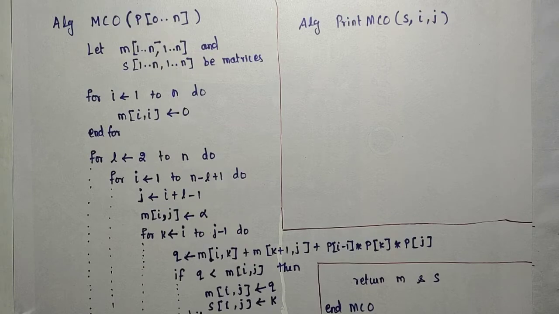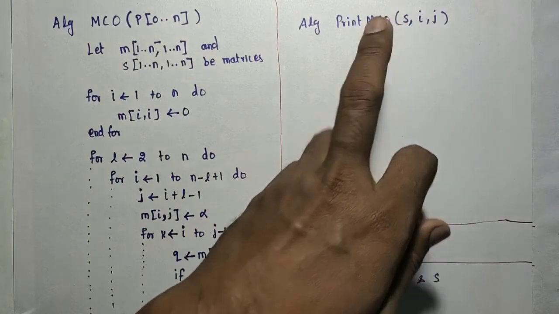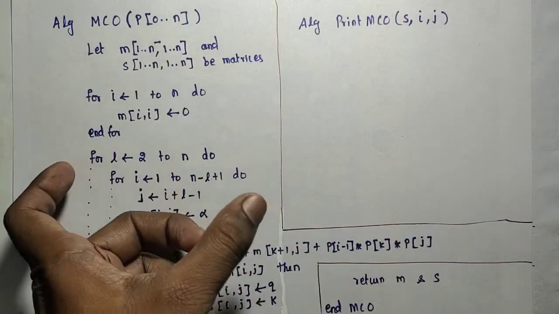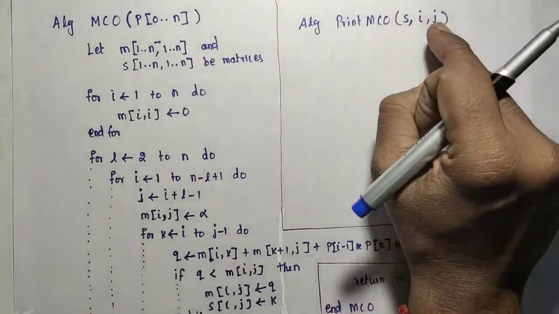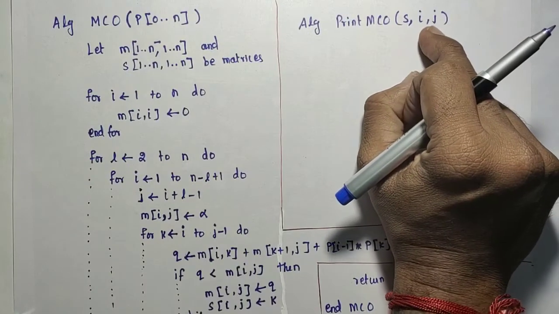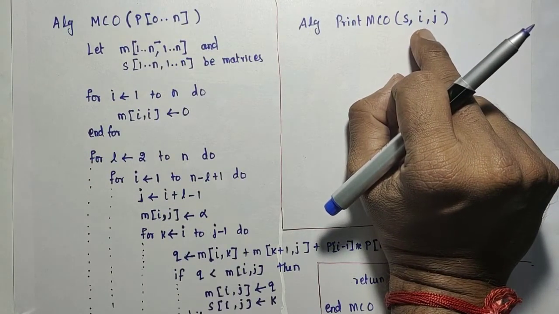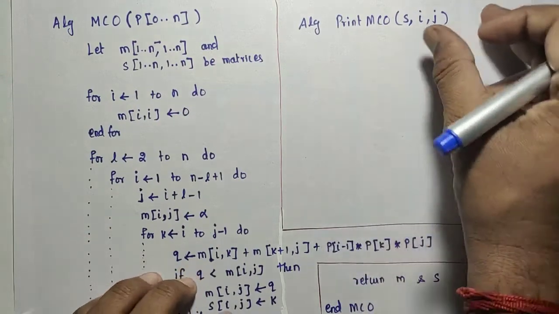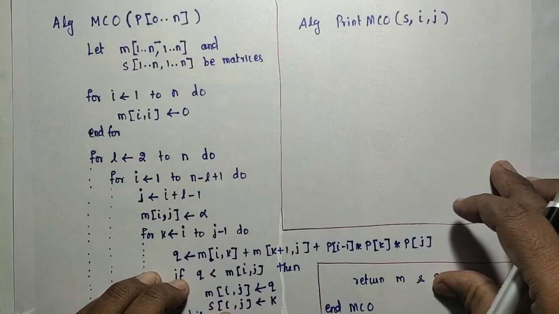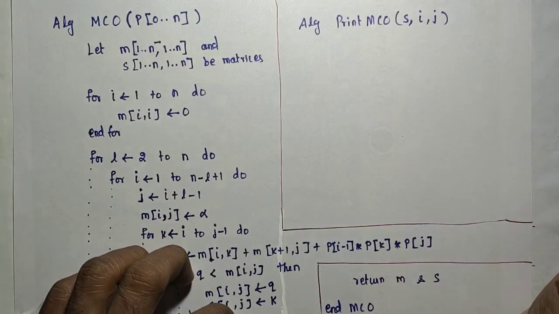For 1 comma 4, we need to call Print MCO of s comma 1 comma 4. It means that for A1 to A4 in this sequence, this is the parenthesization we have to give. For any size subproblem we can call it. For multiplying the first three matrices, it will return the corresponding parenthesized expression. It will refer to the table and return it, so we have to pass i comma j.